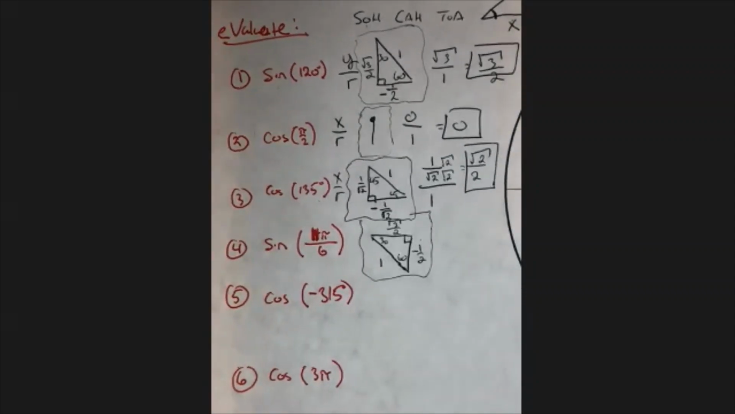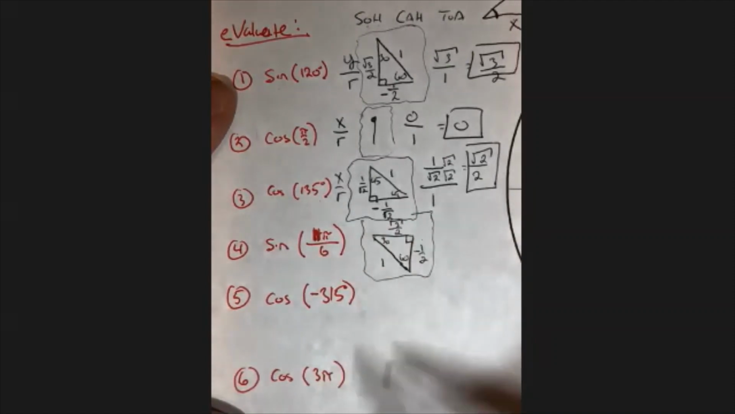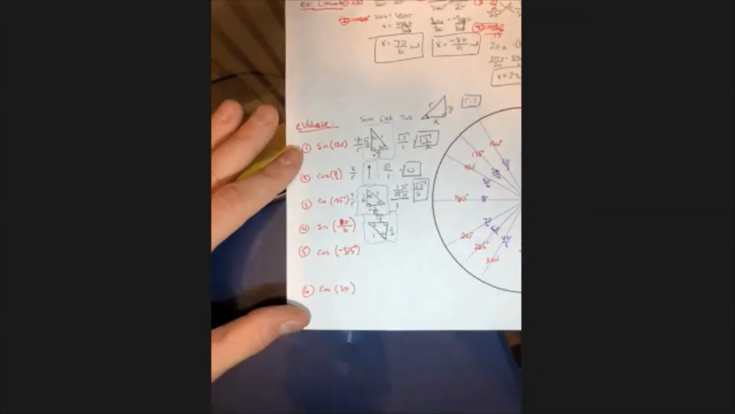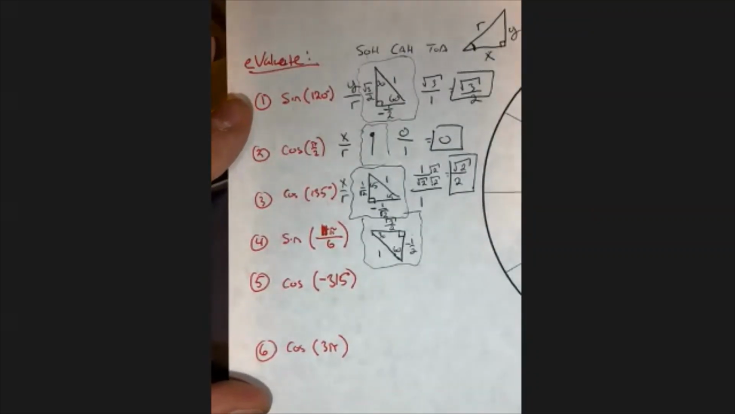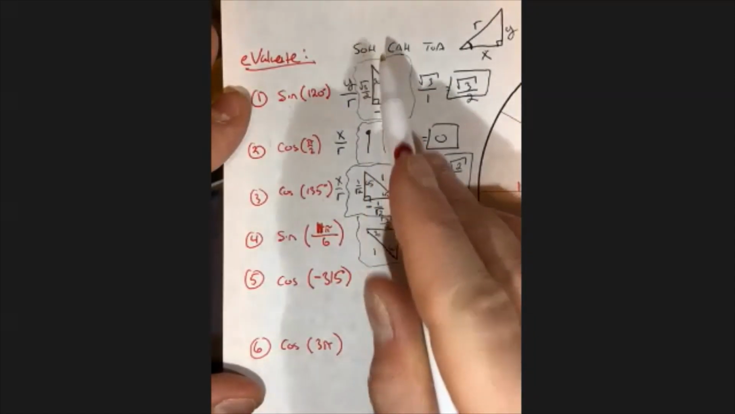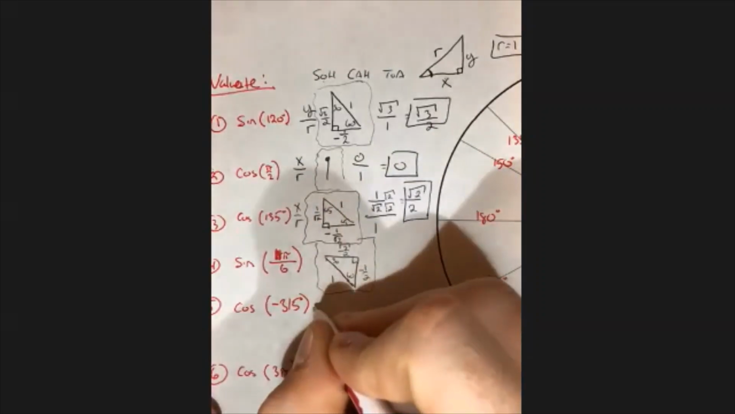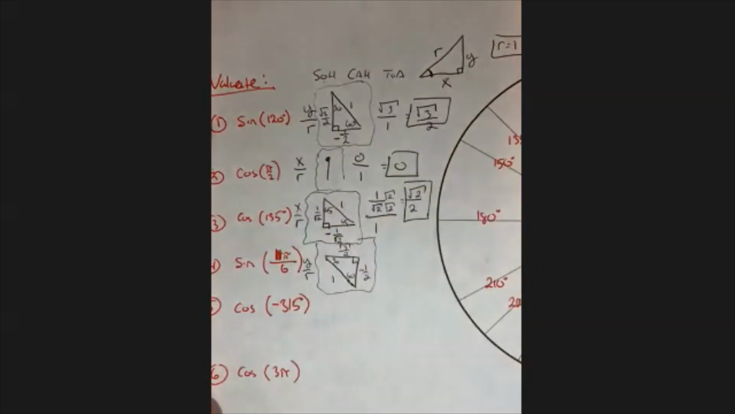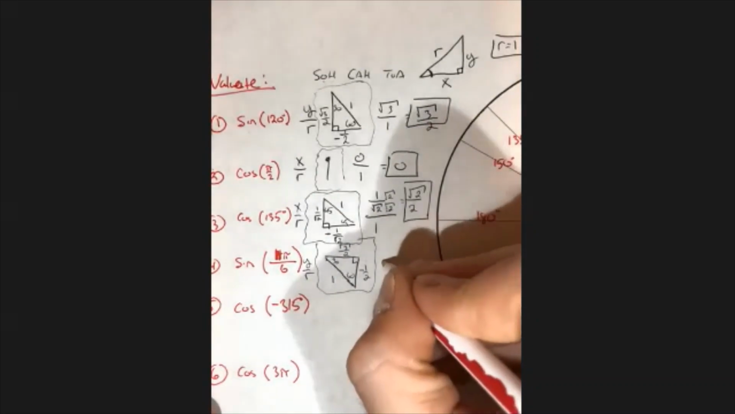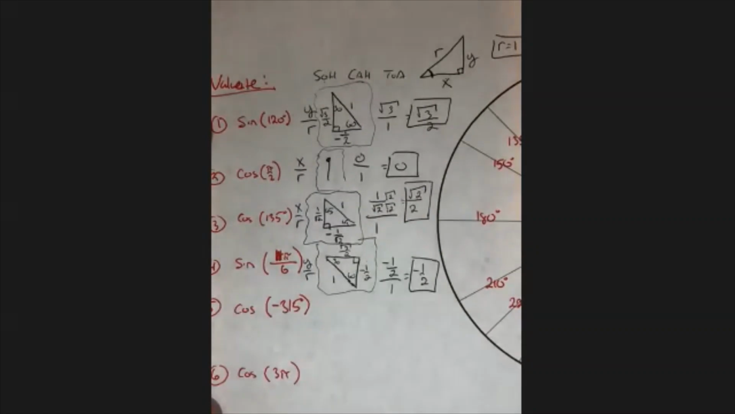So what we're seeing right here is my 11 pi over 6 is a 30, 60, 90 triangle that's going down. So sine, if we remember, is opposite over hypotenuse, which, if we look at that, opposite over hypotenuse is y over r. So that's negative 1/2 over 1, which is just negative 1/2. Awesome.